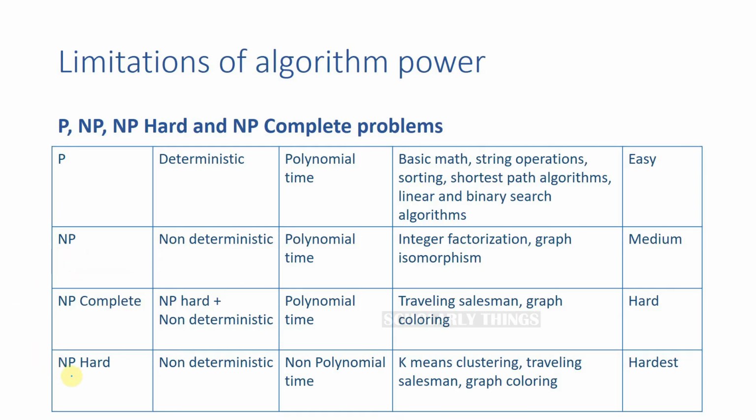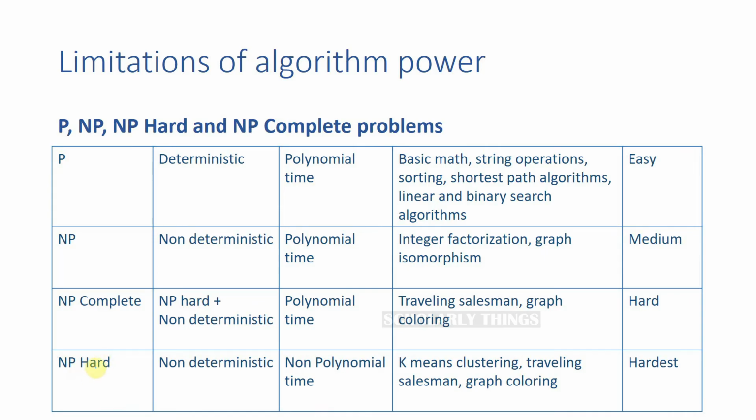Next, let's jump to NP-hard, then we come back to NP-complete. So what is NP-hard? If a problem does not have any known polynomial time algorithm and it is non-deterministic in nature, then it is considered to be NP-hard. Examples are k-means clustering, traveling salesman, graph coloring. Since it is non-deterministic and we don't know any polynomial time algorithm for it, it is considered to be the hardest problems of computer science.